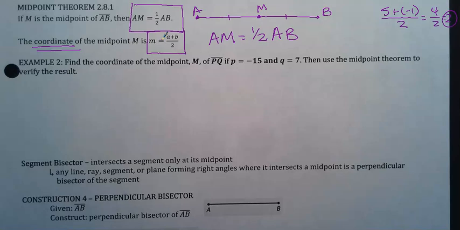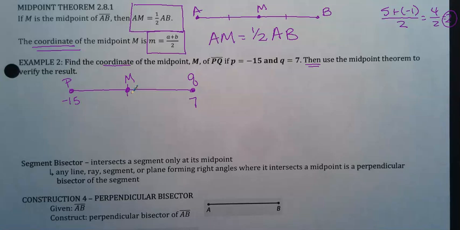Find the coordinate of the midpoint M of PQ if P is at -15 and Q is at 7. So again, I'm going to go ahead and draw a picture. They have a midpoint M. So here's Q and here's point P. Then we're going to find the coordinate of M, using the midpoint theorem.